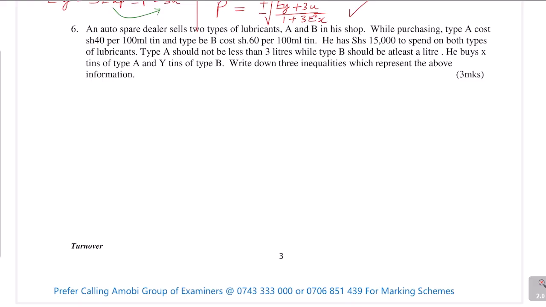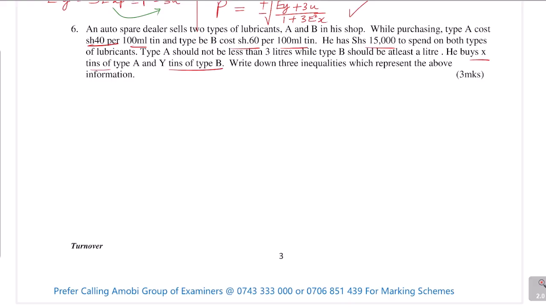So you need to analyze these statements so that you can come up with these inequalities. Carefully analyze the statements. So there are two types of lubricants, A and B. Type A costs 40 shillings per 100 ml. Type B costs 60 per 100 ml tin. Then he has 15,000 to spend on both types of lubricants. So now, because you've been given that he buys X tins of type A and Y tins of type B.